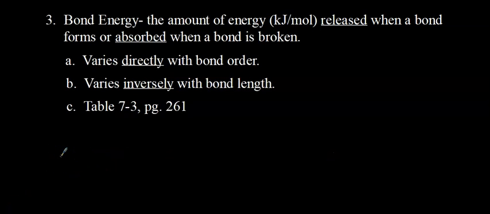So please review why chemical bonds form between atoms and whether the bond between two atoms will be covalent or ionic. That depends on differences in electronegativities. And make sure you know the properties of covalent bonds.